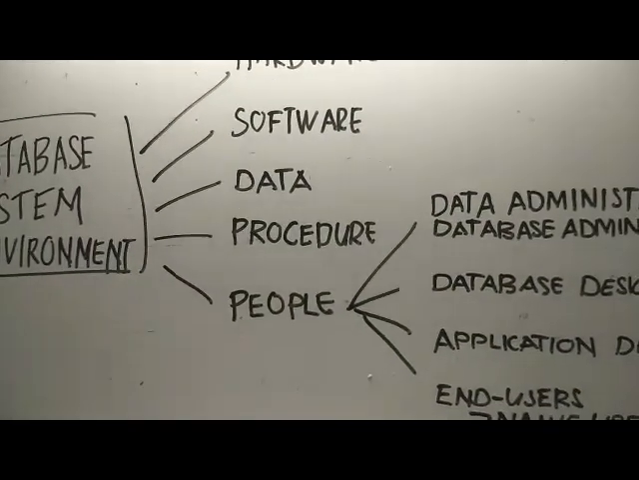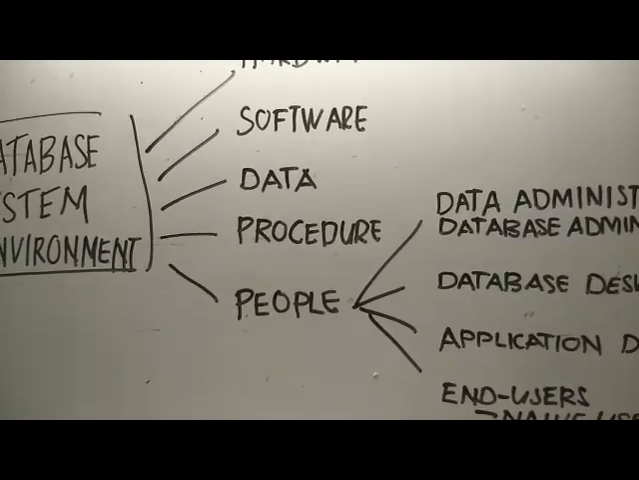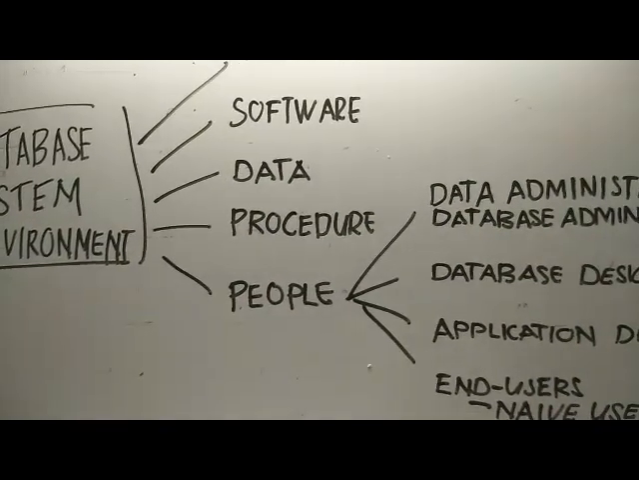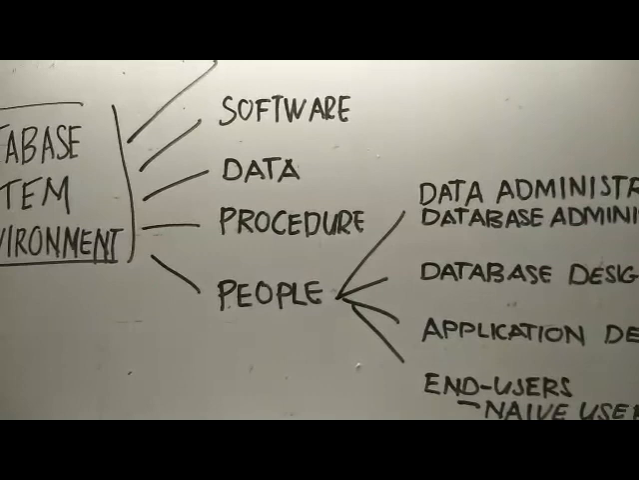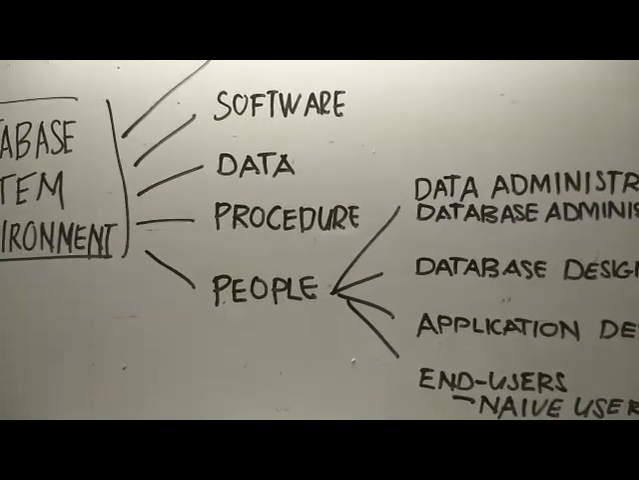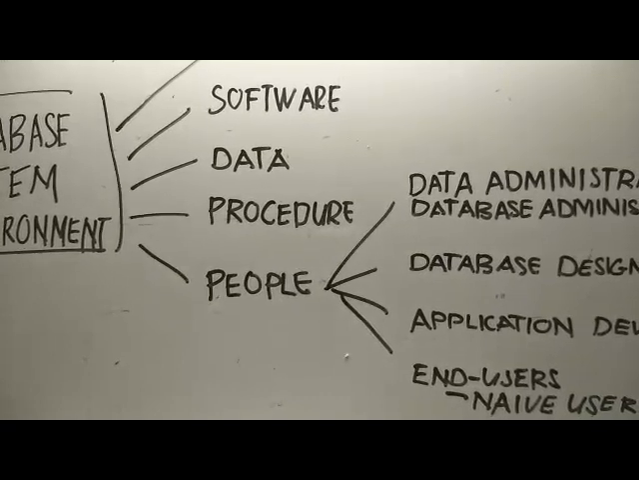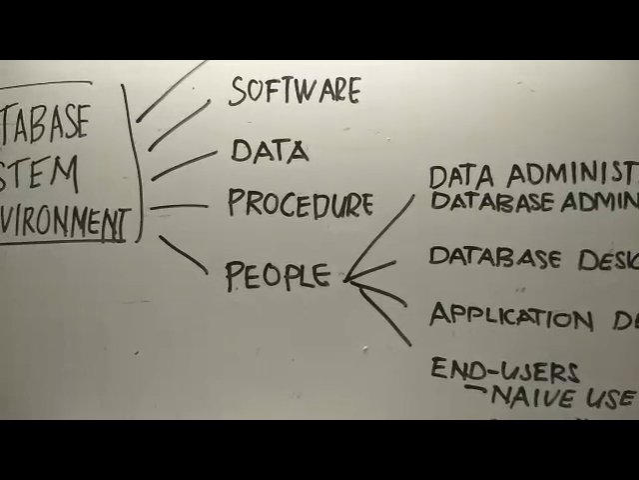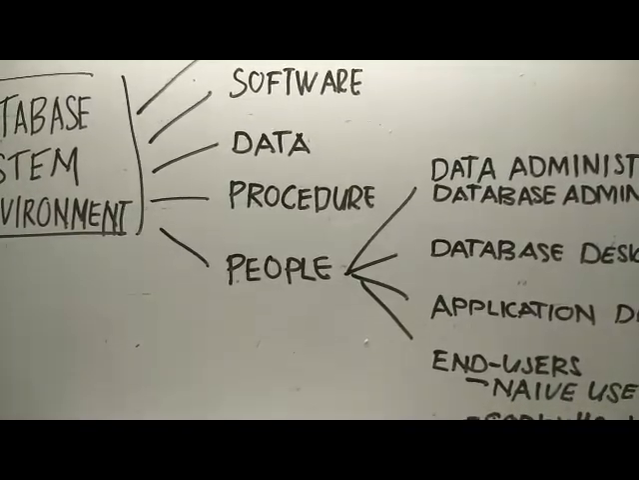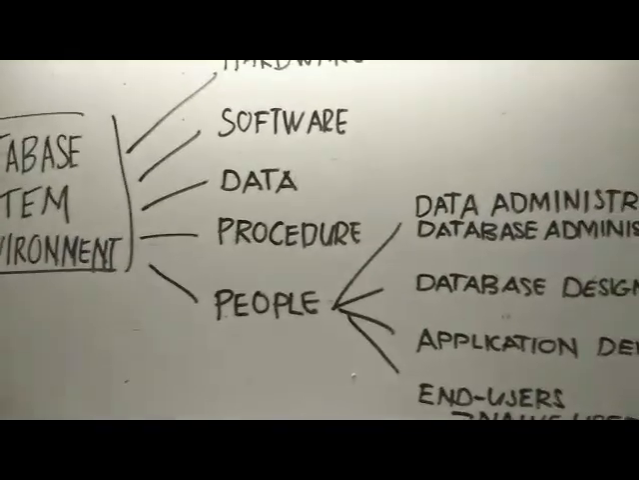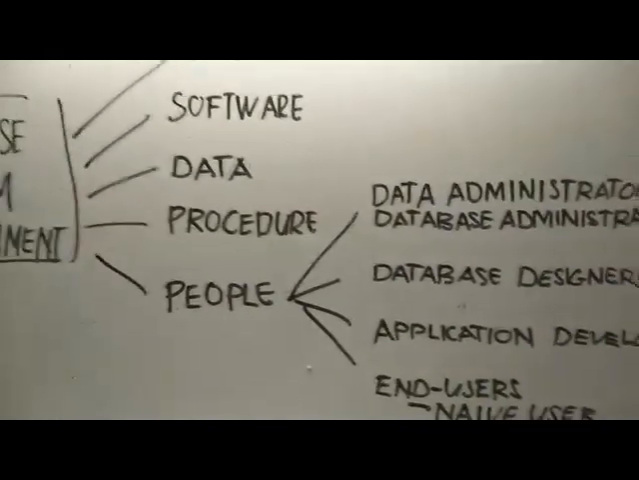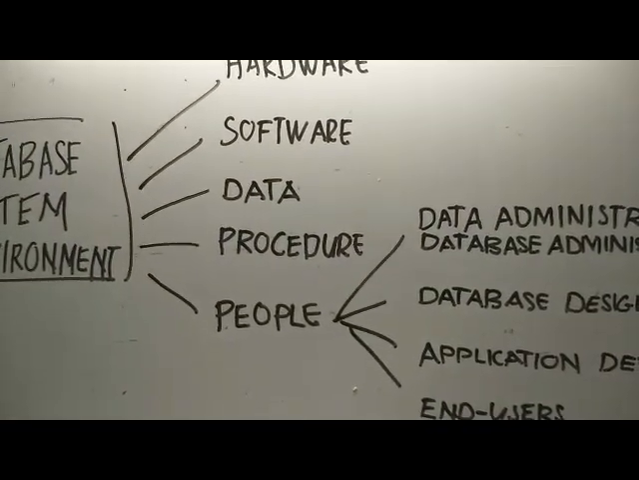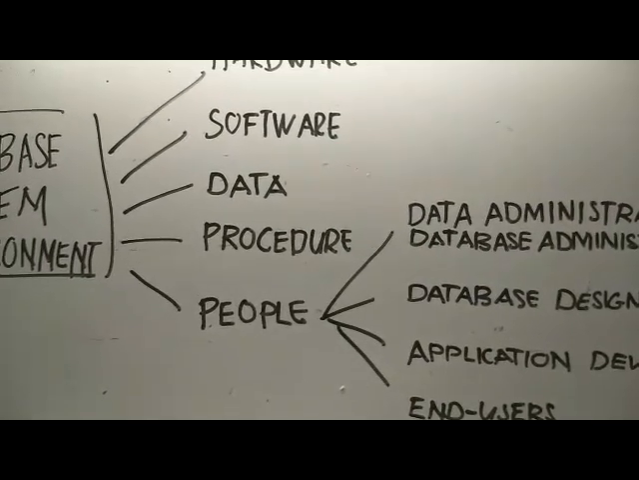Next is procedure. Procedure refers to instructions and rules that govern the design and use of the database. The documented procedures may consist of instructions on how to log on to the DBMS, use a particular DBMS facility or application program, start and stop the DBMS, make backup copies of the database, handle hardware and software failures, change the structure of a table, reorganize the database across multiple disks, improve performance, or archive data to secondary storage.